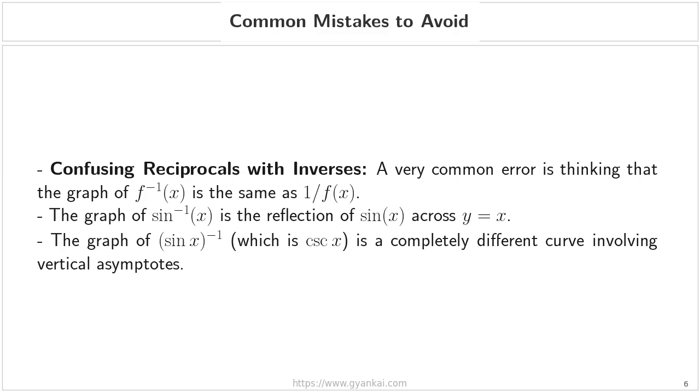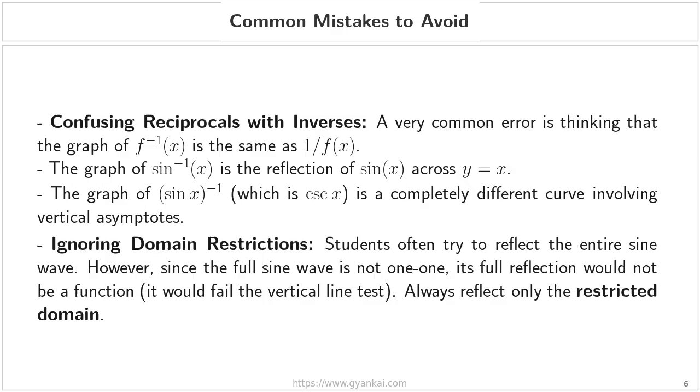The graph of sin⁻¹ x is specifically the reflection of sin x across the line y = x. In contrast, if you take the reciprocal of the sine function, which is written as (sin x)⁻¹, you get the cosecant function. This is a completely different curve characterized by vertical asymptotes, and it is not the same as the inverse sine function. Next, we must talk about the importance of domain restrictions.